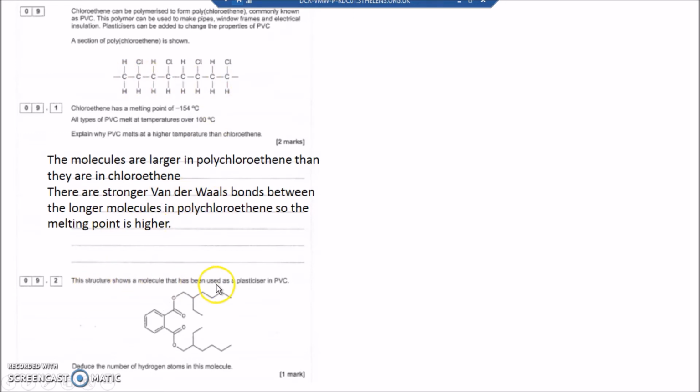The structure shows that a molecule that's been used in PVC reduced the number of hydrogen atoms in the molecule.